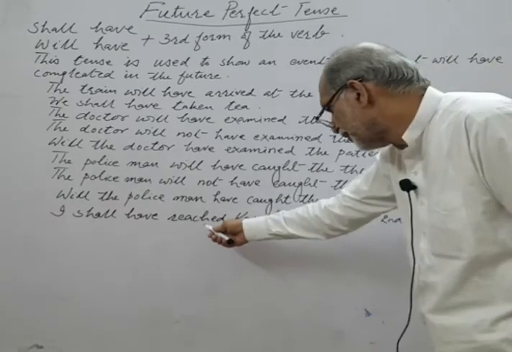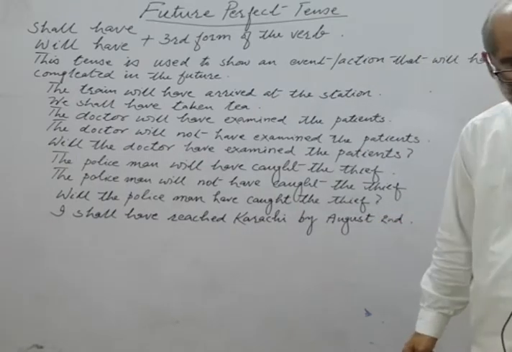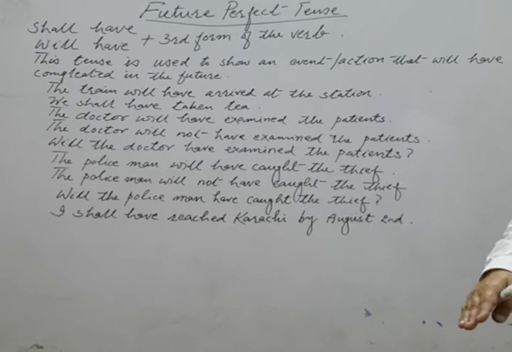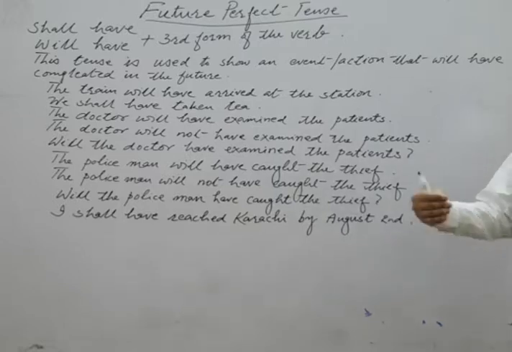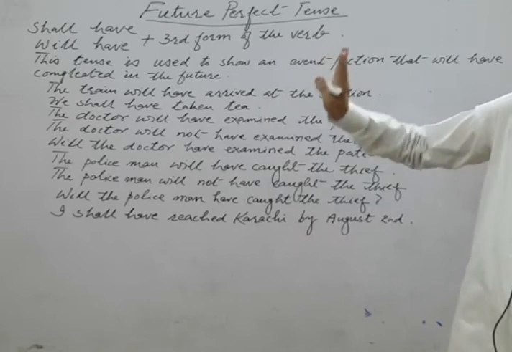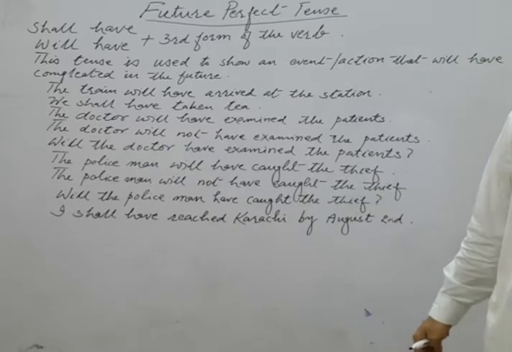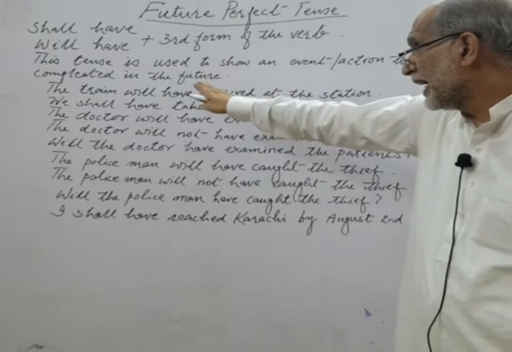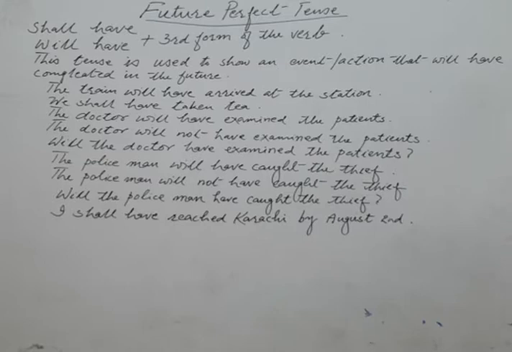I shall have reached Karachi by August 2nd. Yeah, 2nd August. Yani ki main 2 August tak Karachi pahunch chuka hunga. Na ye past hai, na ye present hai. Aap future ka ek event bata rahe hain ki main ye kaam kar chuka hunga. Future perfect hai. ठीक है, परफेक्ट हम इसलिए कह रहे हैं कि वो काम कंप्लीट हो चुका होगा. To show an action that will have completed in the future. This is what the future perfect tense is.